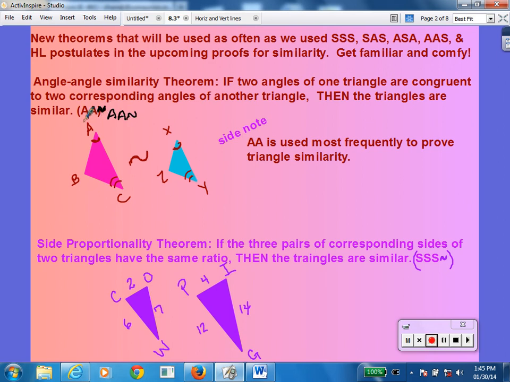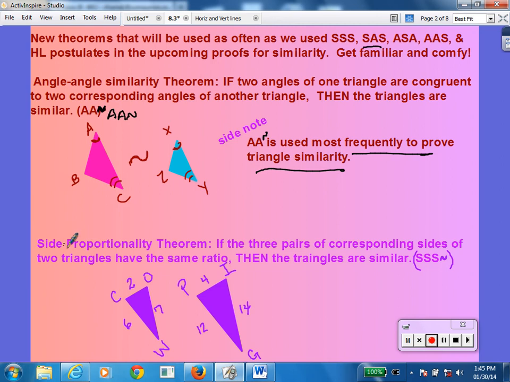So you're going to use angle-angle similarity as your reason, just like you would use side-angle-side or whatever. Okay, so angle-angle similarity is used most frequently. We're going to use it a lot. If we have two angles congruent, then the triangles are similar. Period. Done. Okay, so that's the angle-angle similarity theorem.